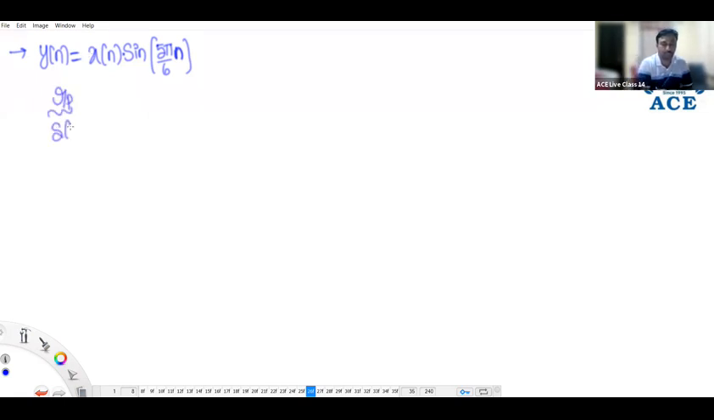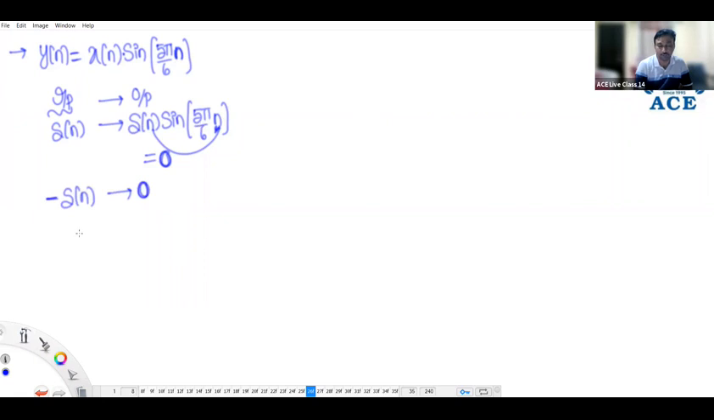When you try to apply input as del n, the output becomes del n into sine 5 pi by 6n. So impulse exists at 0, sine 0 is 0. Product property again: impulse exists at 0, sine 0 is 0. Minus del n also, the answer is the same. So non-invertible.